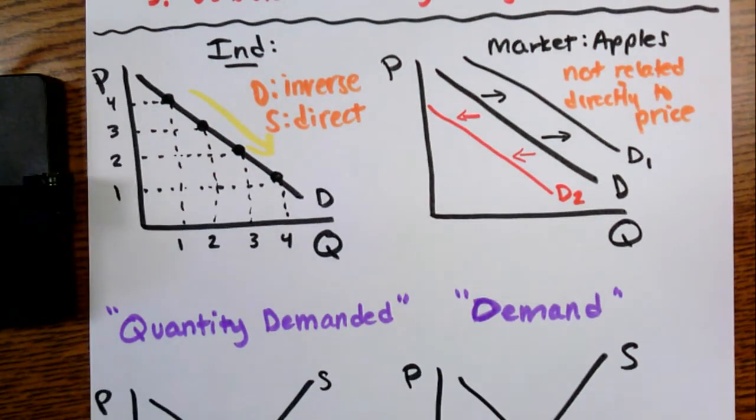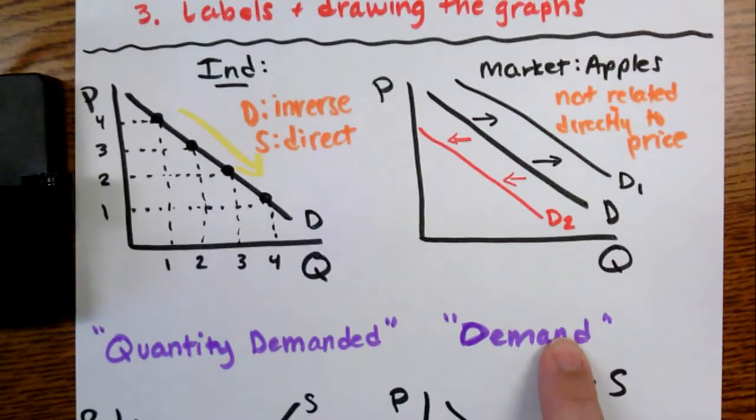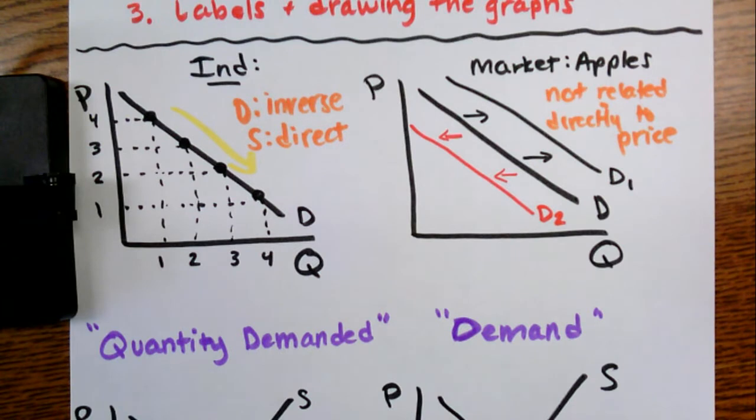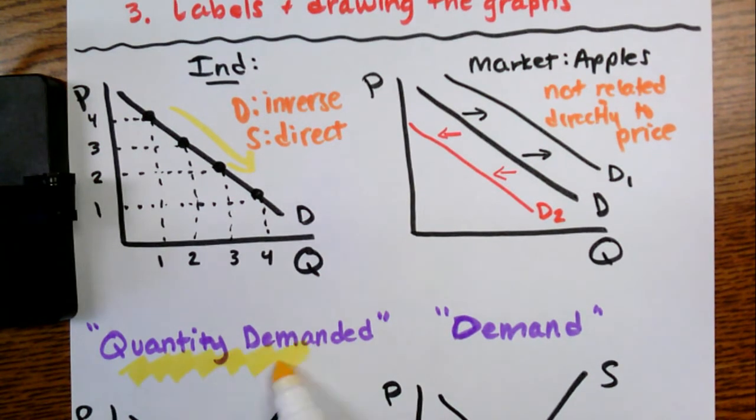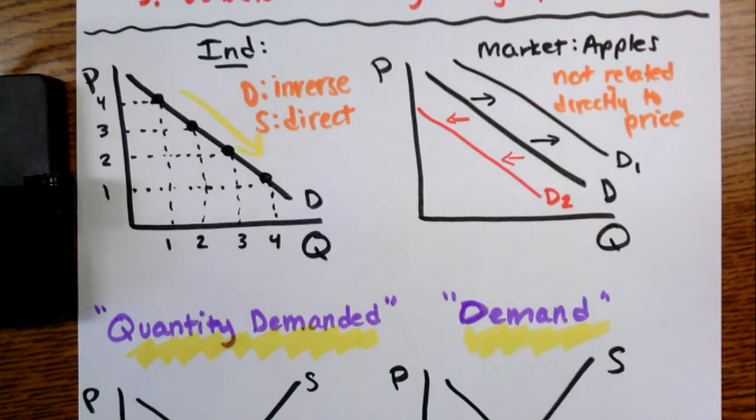And when we talk about these things, the language we use is really important. So I'm just going to underline these for emphasis here. When we're talking about individual demand, we're plotting points on the line, and we're going to say the word.